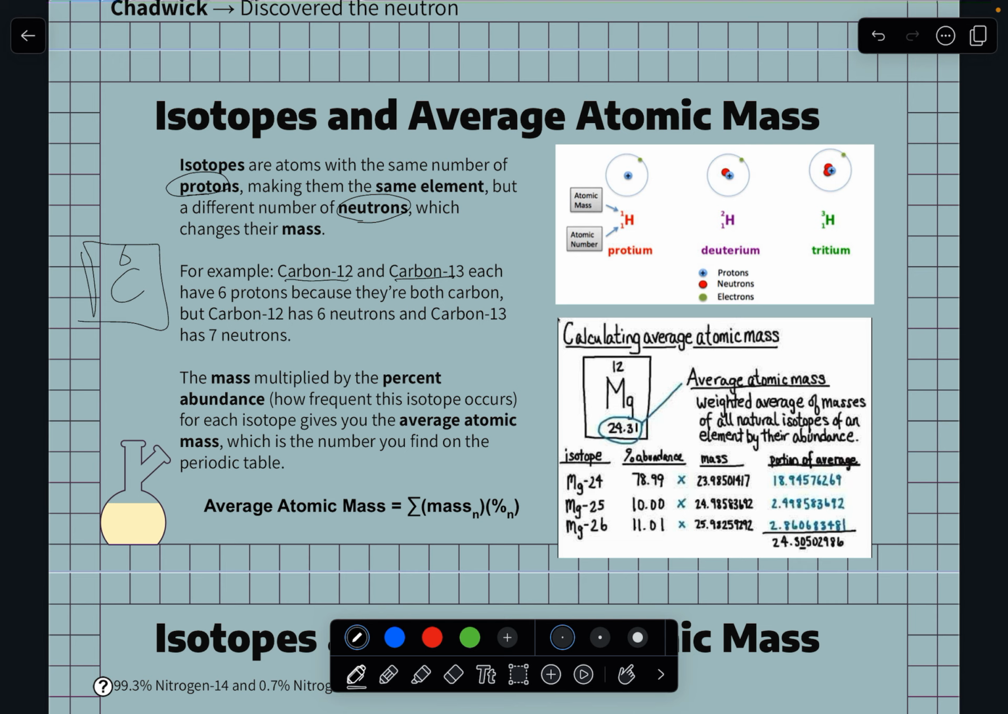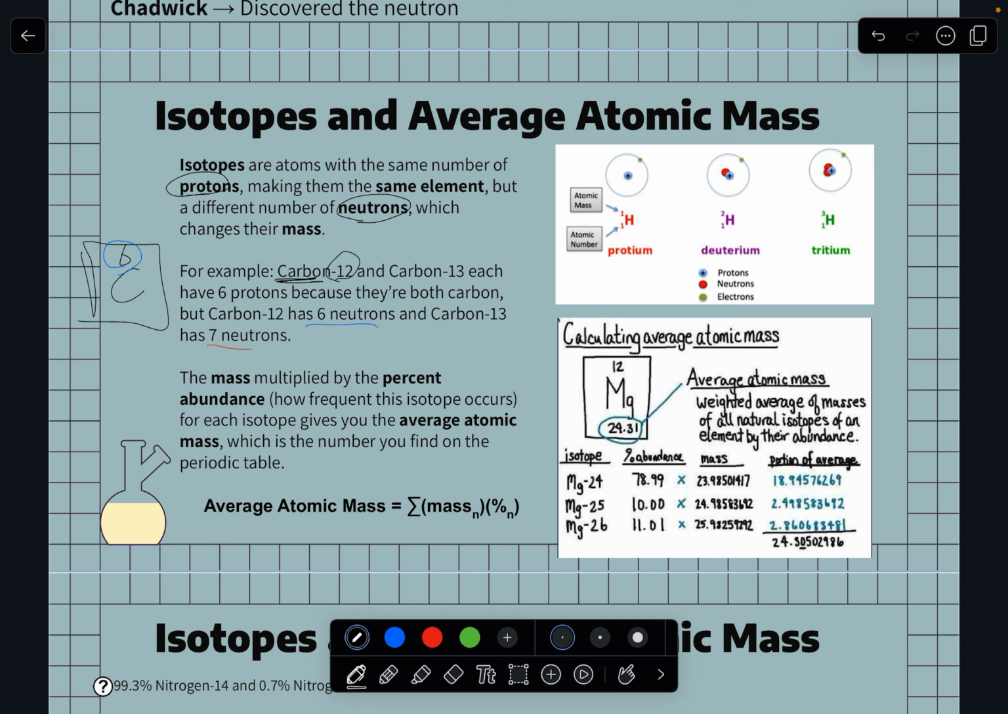But because the masses are 12 and 13, we can determine the number of neutrons. For carbon-12, it has a mass of 12 and 6 protons, so 12 minus 6 means 6 neutrons. Carbon-13 has a mass of 13, still has 6 protons, and 13 minus 6 is 7 neutrons. Okay, so remember, we have 2 ways to show these isotopes. We can have it how it is in this example that I just talked about, the element name followed by the mass. Remember, the mass is the protons plus neutrons.